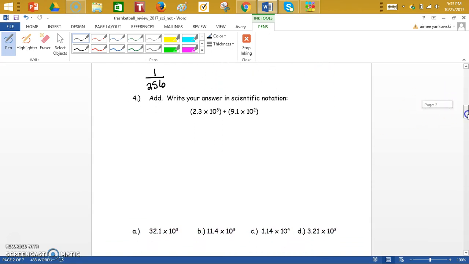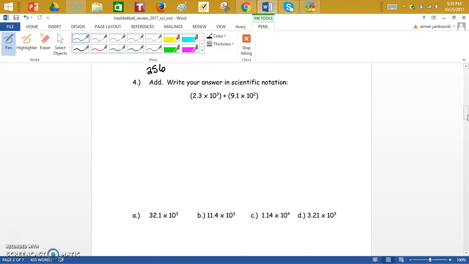All right. Add and write your answer in scientific notation. Okay. To add in scientific notation, you always want to have your exponents match. If you're going to add or subtract in scientific notation, you have to have matching exponents on your base of 10. So these exponents have to match in order for these to be able to be added.